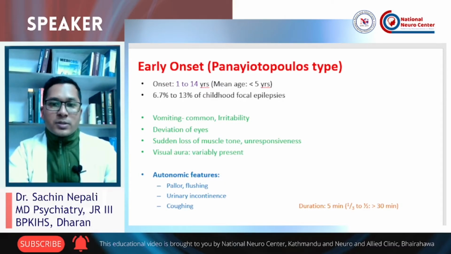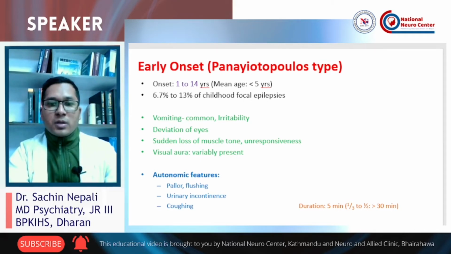About early onset benign occipital lobe seizure: onset is around 1 to 14 years, and mean age is less than 5 years. Prevalence of early onset occipital seizure is 6.7% to 13% of the childhood focal epilepsies. Here vomiting is common, and other features are irritability and deviation of eyes, sudden loss of muscle tone, unresponsiveness, and visual aura that is variably present.